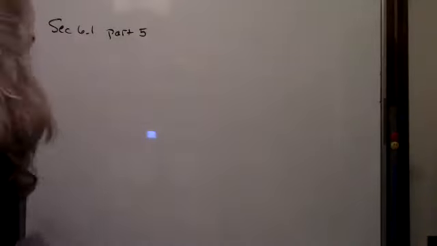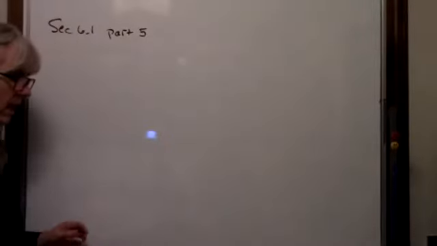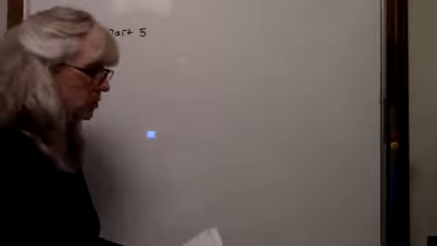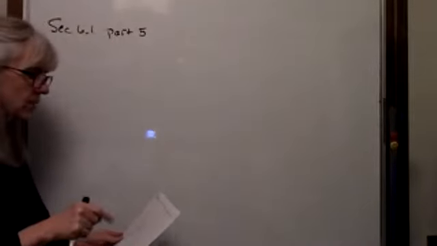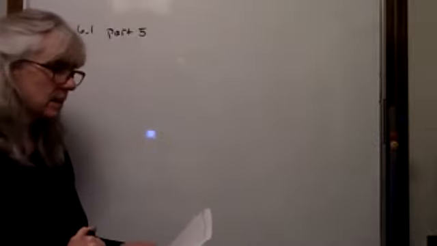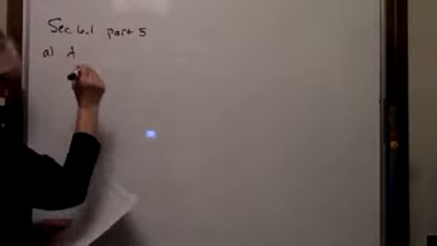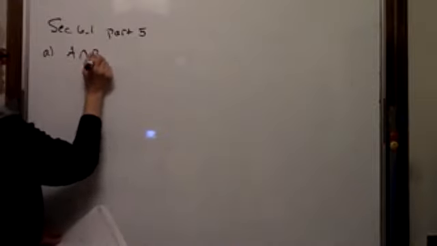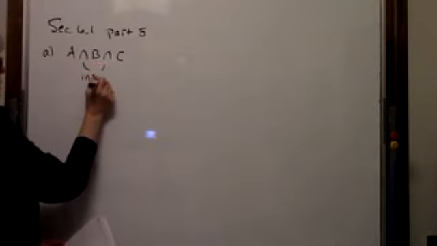In our final part of section 6.1, part 5 that is, we're going to take a look at shading when we have a set of three sets within the Venn diagram. So the next example says, for each of the following, shade the portion of the Venn diagram that illustrates the set. This time we're going to do A intersect B intersect C.